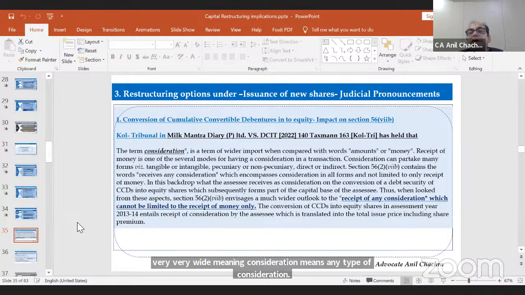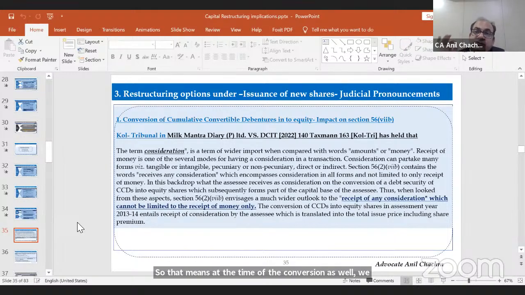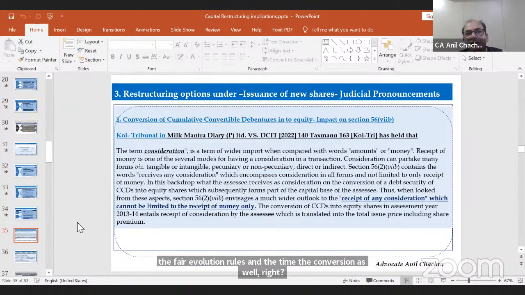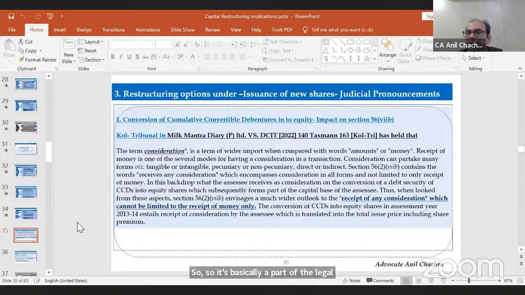So that means at the time of the conversion as well, we have to comply with the section 56(2)(viib) clause as well. That means we have to comply with the fair valuation rules at the time of the conversion as well, right? So it's basically a part of the legal interpretation. What is the meaning of the consideration? So as per this judicial pronouncement, if I am going to convert my quasi equity into the equity part, that means I have to comply with Rule 11UA as well as the section 56(2)(viib) compliances as well.